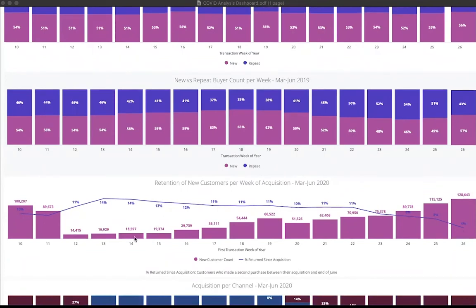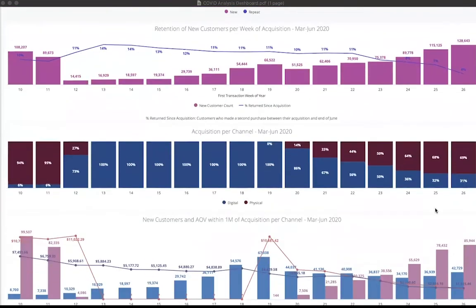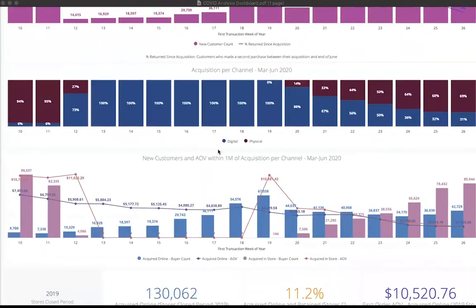So this chart shows you the retention of the new customers who were acquired per week of their acquisition, starting from March until the end of June for 2020. Following that, we're looking at the channel breakdown of acquisition. And again, for this period, this is only digital because the stores were closed.